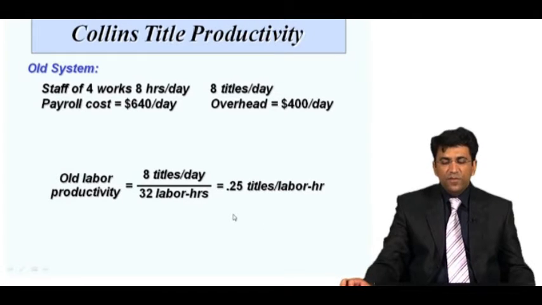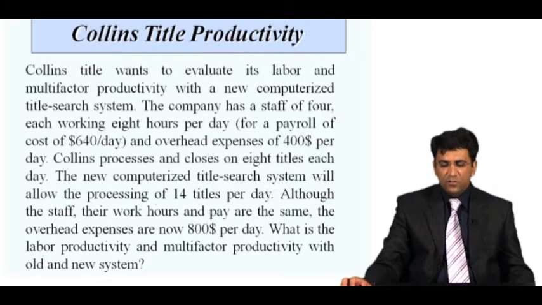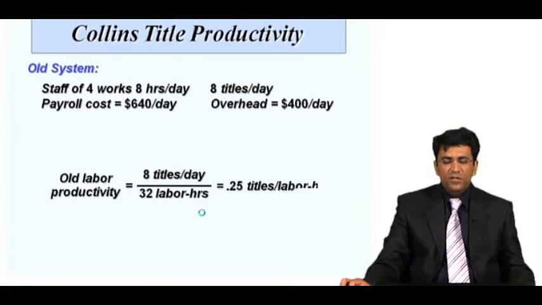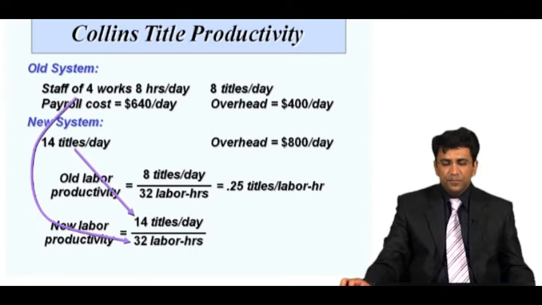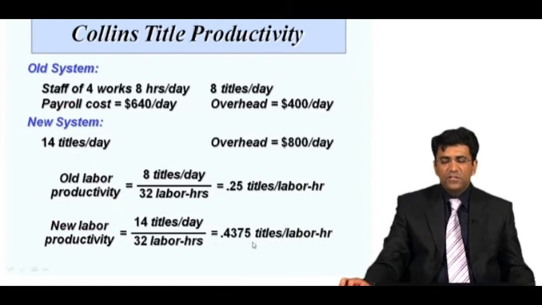Now for the new system, what will be the changes? Your input will remain same as per the information provided in the example, but the output is being changed. You can see that in this particular example, the new output is 14 titles per day. So our productivity with the new system will be 14 titles per day divided by 32 labor hours, and it will be equal to 0.4375 titles per labor hour. So this is our new productivity.